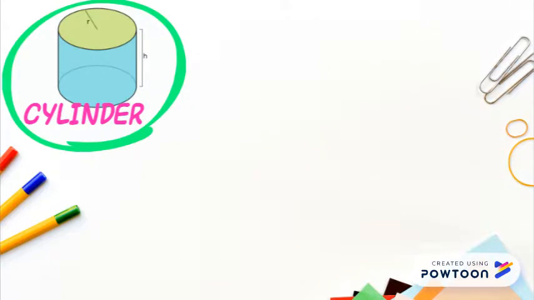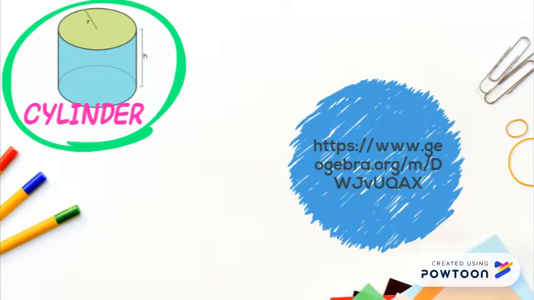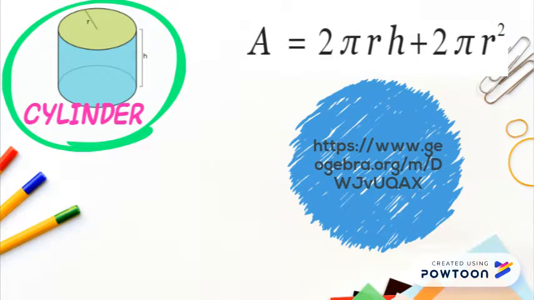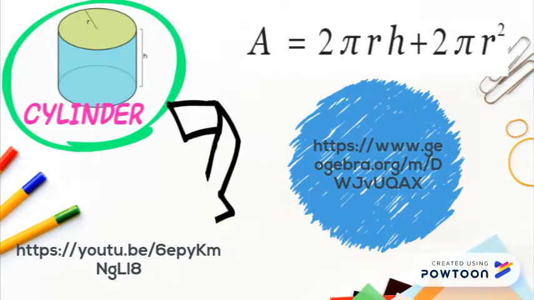For a cylinder, it is much the same process. The net can be viewed by clicking on the link in the blue circle. As the base of a cylinder does not vary, it has a specific area rule. This rule is area equals 2 pi r h plus 2 pi r squared. You can see how this rule is achieved by clicking on the link indicated by the arrow.